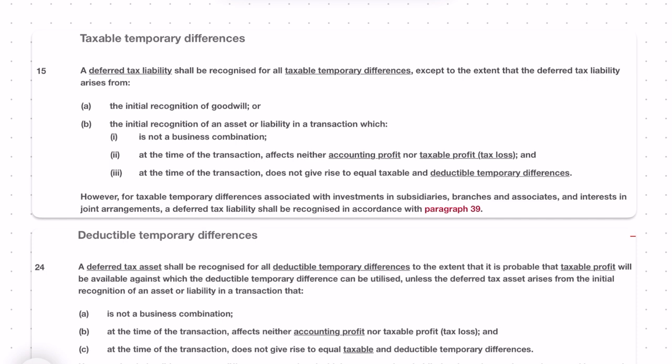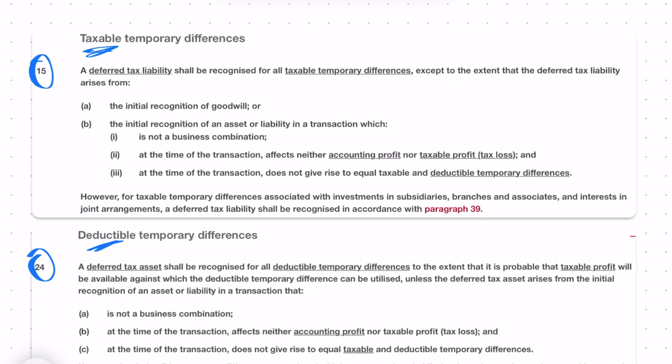Okay, so just a bit of a recap. Let's just look at paragraph 15. So paragraph 15 deals with taxable temporary differences. Now, something that we often forget is that the opposite, which is the deductible temporary differences, the exact same thing is happening in paragraph 24. So when I talk about the paragraph 15 exemption, know that I mean both of them.